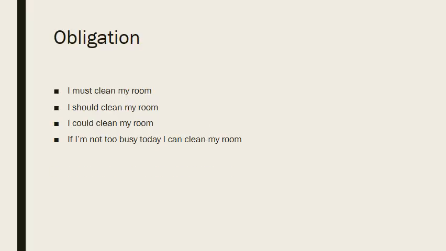Obligation talks about how much you need to do something. You and I would both know that there's some things in life you need to do, and there's other things that you can do if you want. That describes our level of obligation. "I must clean my room" suggests that I need to do it. There's no negotiation. "I should clean my room" or "I could clean my room" lowers the level of obligation. It's kind of saying I don't need to do it, but I can do it if I want. And when I get right down to the bottom, "if I'm not too busy today, I can clean my room" suggests that it's not even really my first priority, but if I want to, then I can.